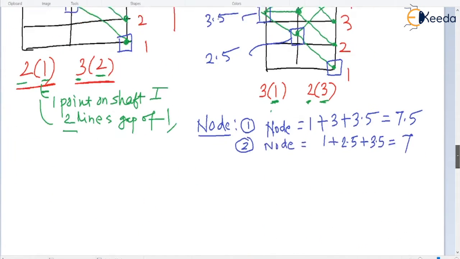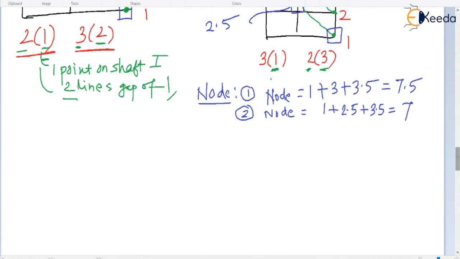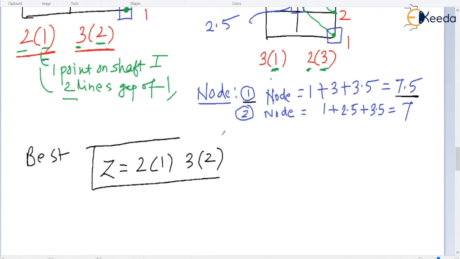Now we are going to select the addition which is greater. So in the first case we are having 7.5, and in the second case we are having 7. So we are going to select the first diagram. So for the first diagram, the best structural formula is Z is equal to 2 in bracket 1 and 3 in bracket 2. So this is the most suitable and best formula for our problem.